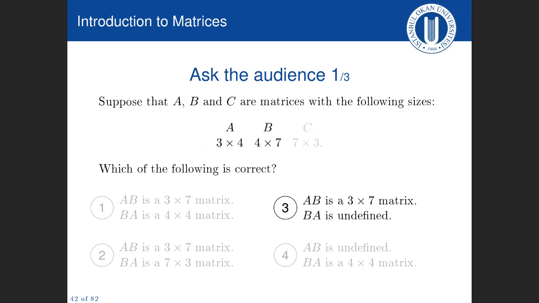For BA, imagine swapping the positions of these two, so B is on the left and A is on the right. Then the inside numbers are going to be 7 and 3. These are not the same, so BA is undefined.